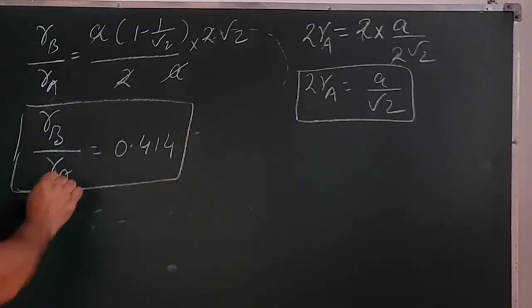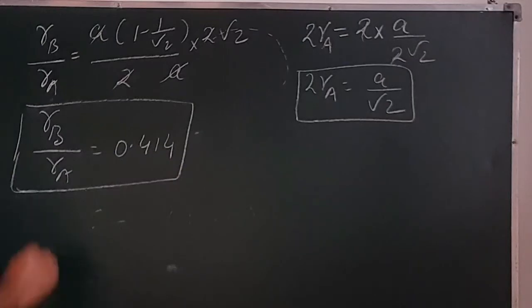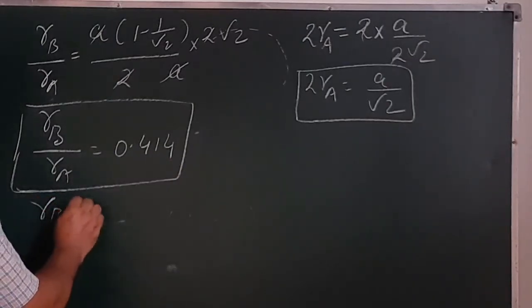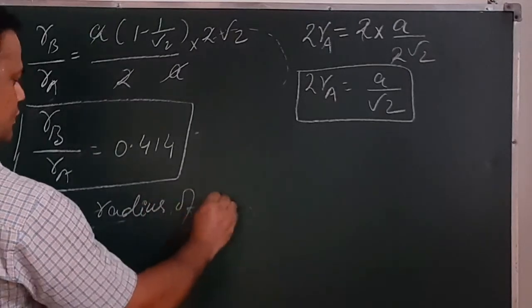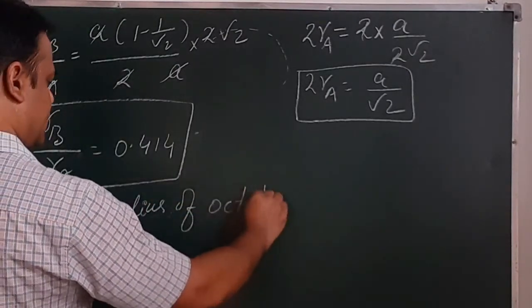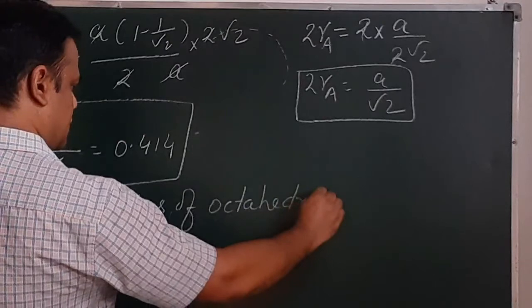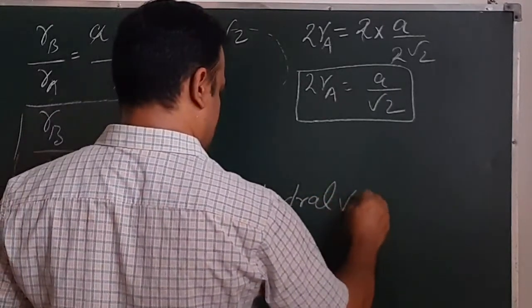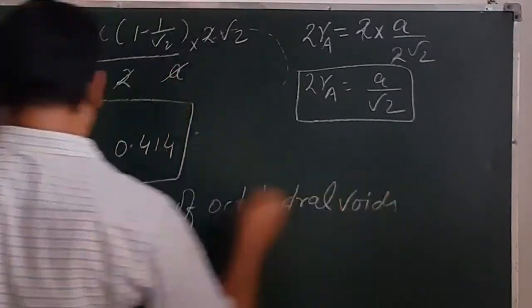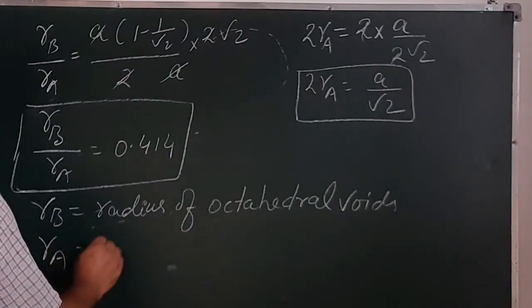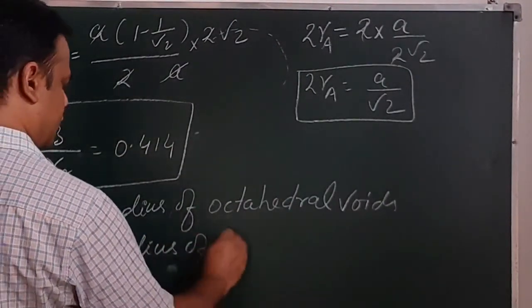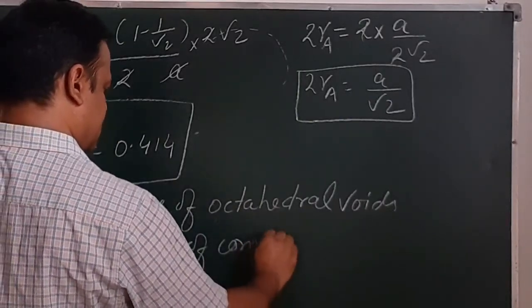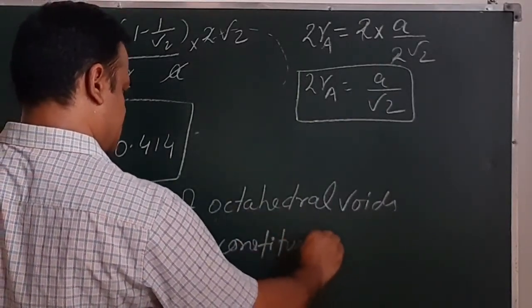So this is the relation, where RB is the radius of the octahedral void, and RA is the radius of the atom, or the radius of the constituent particles.